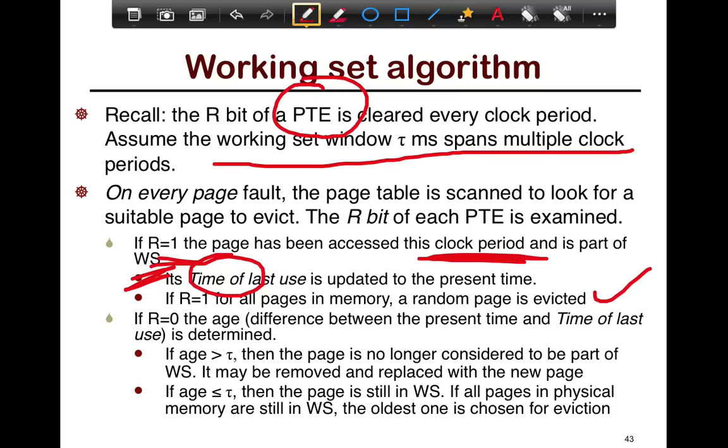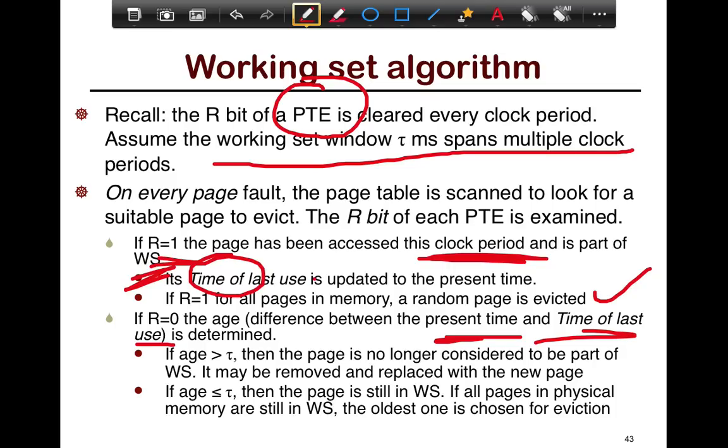If the reference bit is unset, that means that the page wasn't recently used. The last time that it was touched would be noted down as the time of last use. We calculate the difference between the current time and the time of last use. This gives you a notion of recency, how stale or how up to date the page is.